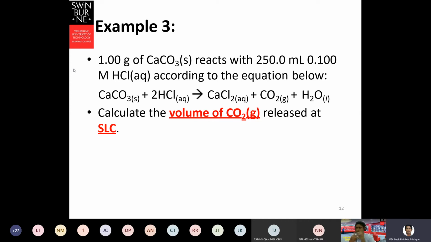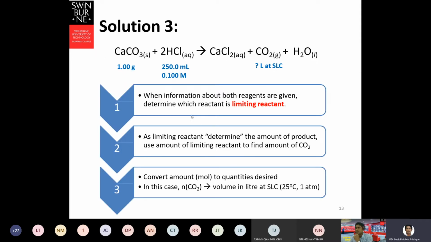Now I have to write out the equation first and balance it, otherwise I cannot understand how much calcium carbonate or HCl is needed, right? And this reaction is already balanced. Luckily. If it was not balanced, the first thing we had to do is balance the equation, and only then can we go for the calculation part.